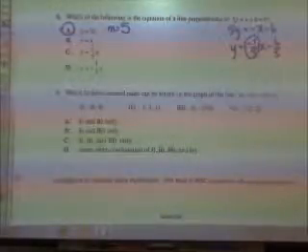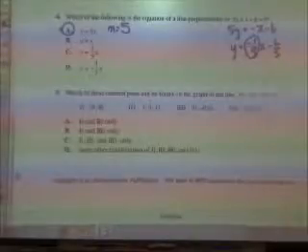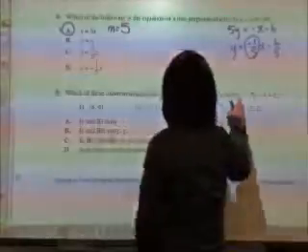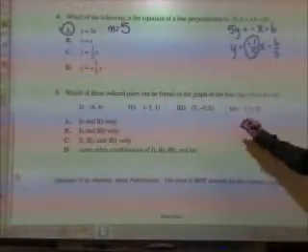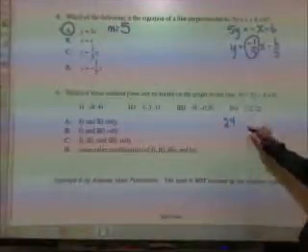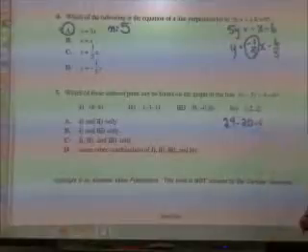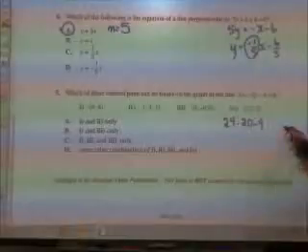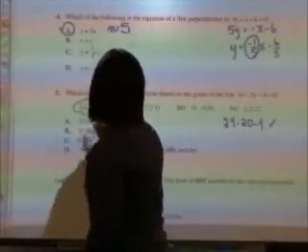Which of these ordered pairs can be found on the graph of the line 3x minus 5y minus 4 equals 0? How do I know if the point belongs on the line? Substitute it in and see if it makes the answer true. So if I put 8 and 4 into this equation, what's 3 times 8? 24. 5 times 4? 20. So 24 minus 20 minus 4, is that equal to 0? Yes. Okay, so this is on the line.